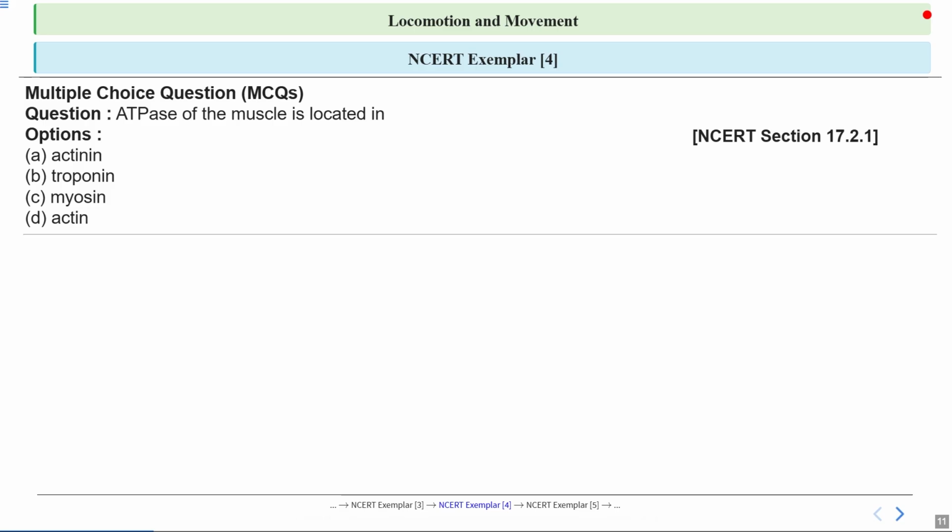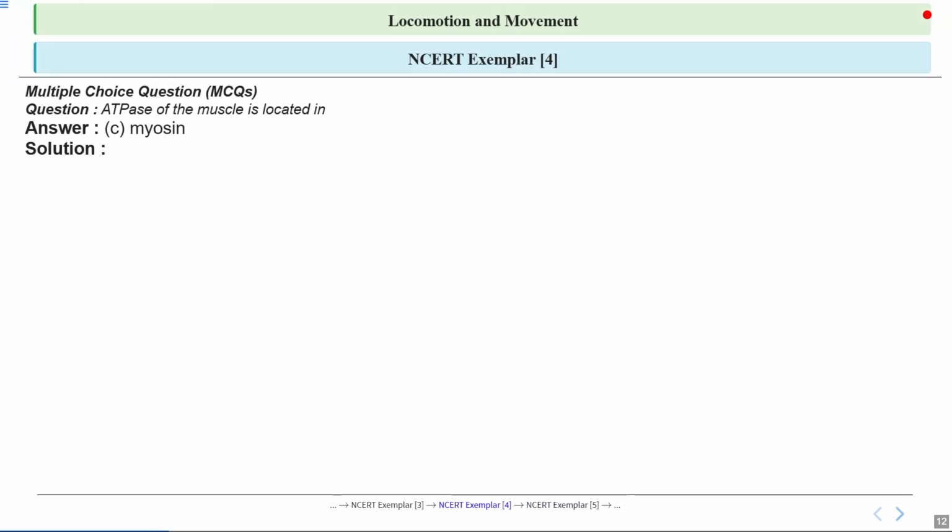Now this is question number 4, and the question is: ATPase of the muscle is located in. So we have been given 4 options. Let's see which one is correct. The correct option here is C, which is myosin. Let's talk in detail about the correct answer.